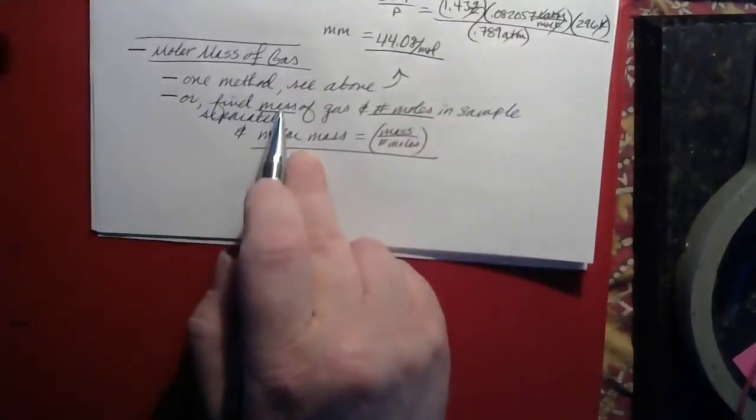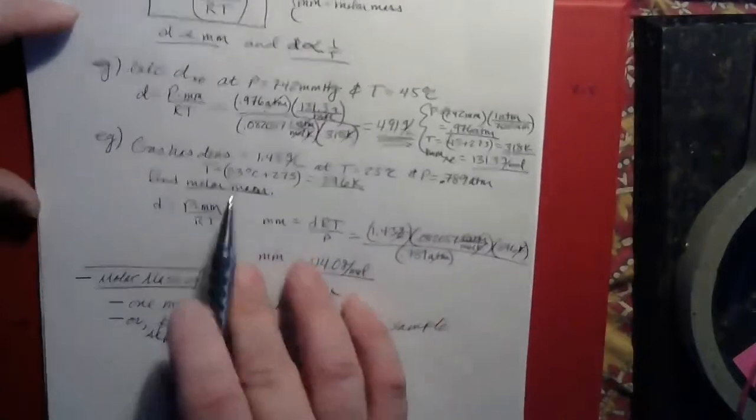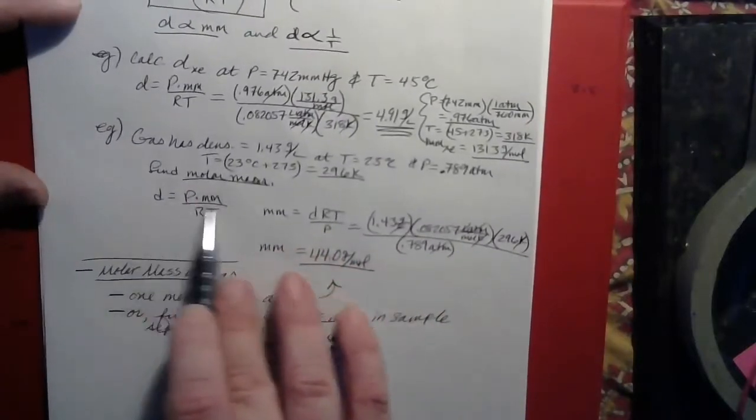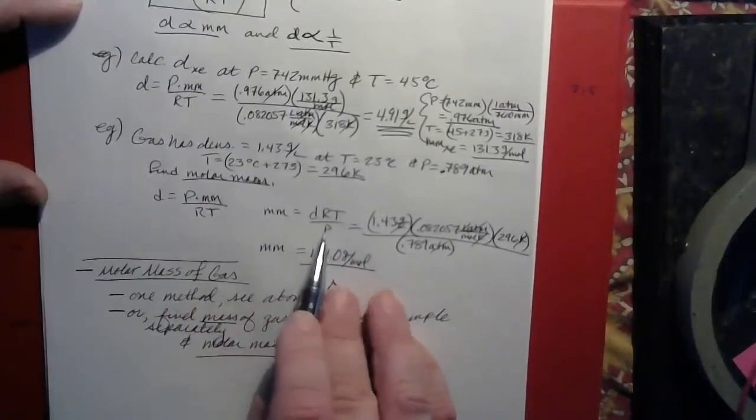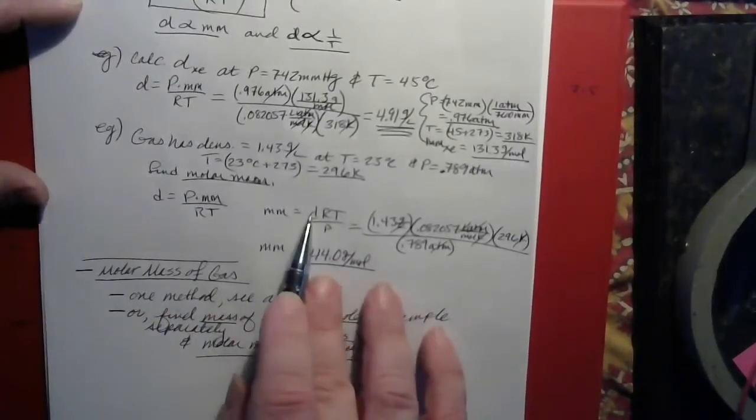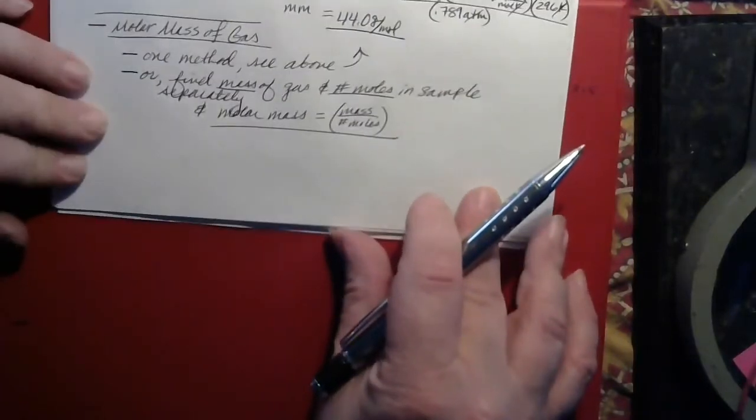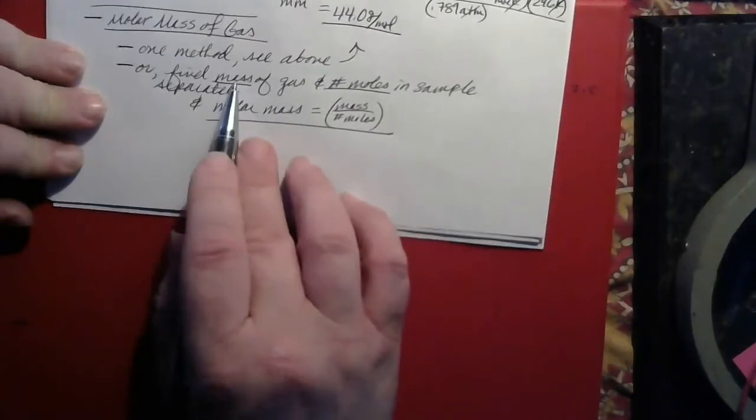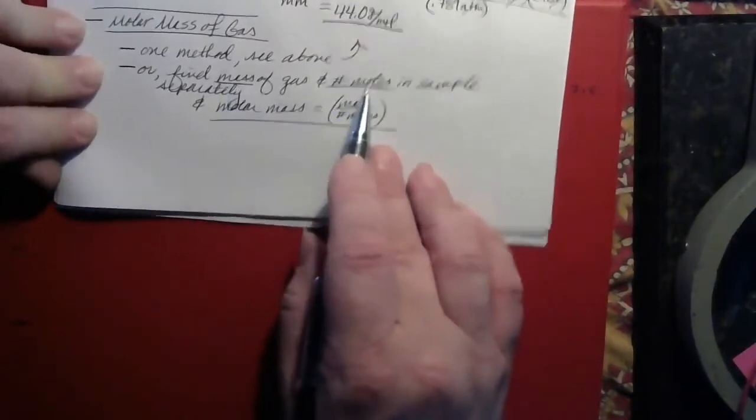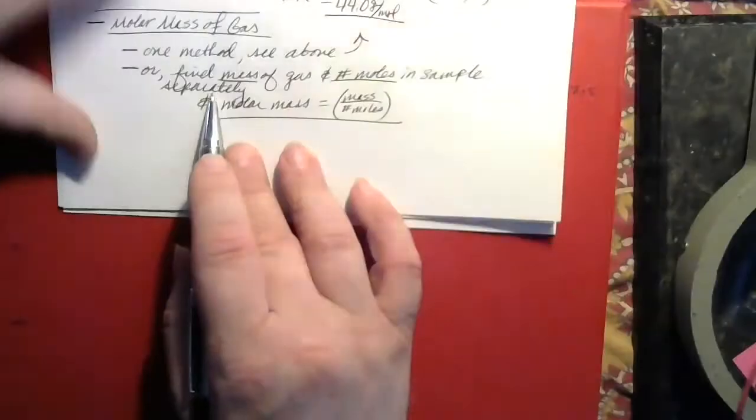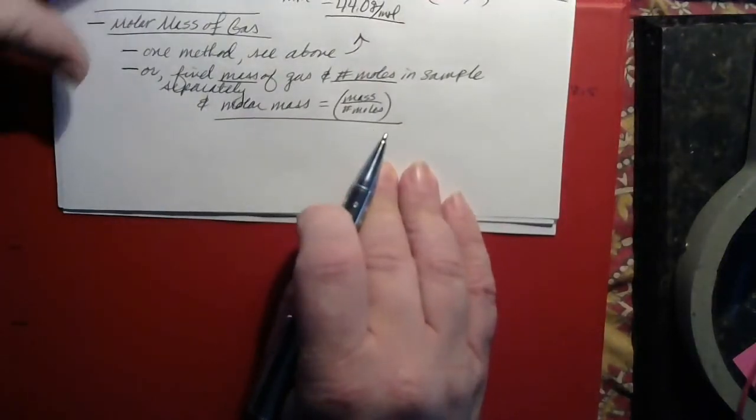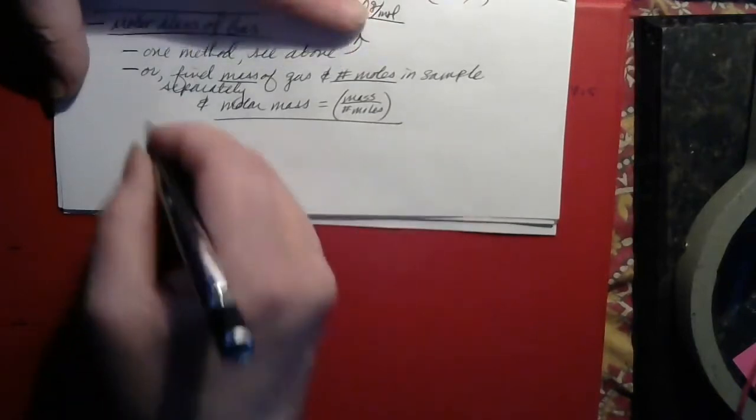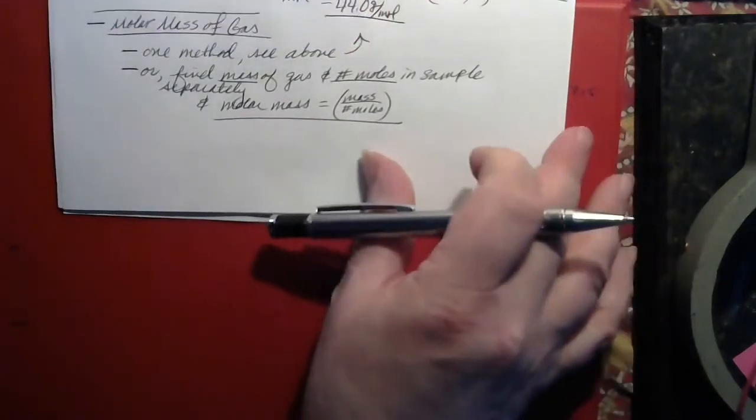So one way you can do it is the example we just did, where you rearrange the density equation to solve for molar mass. Its molar mass is dRT over P. So if you have the density of the gas, you can do this. If you don't have the density of the gas, then what you can do is just find the mass of the gas and find the number of moles of gas in the sample separately, and then molar mass is just mass divided by the number of moles. And an example of that follows.